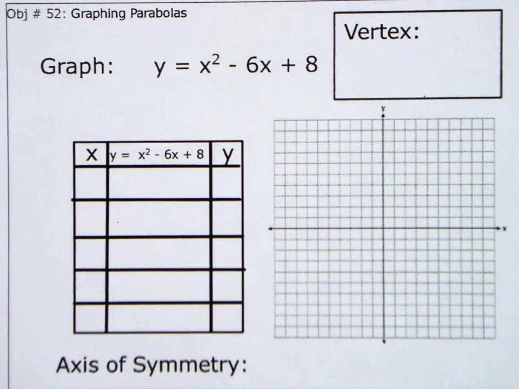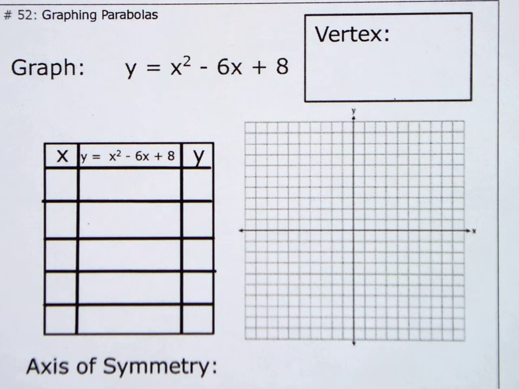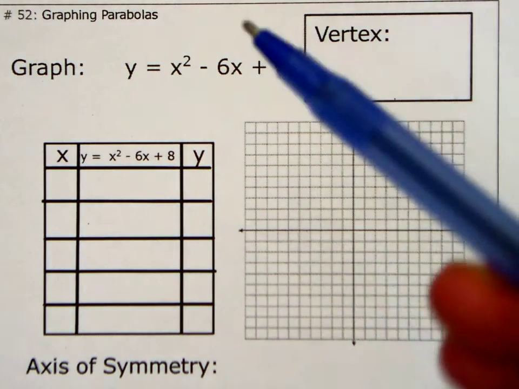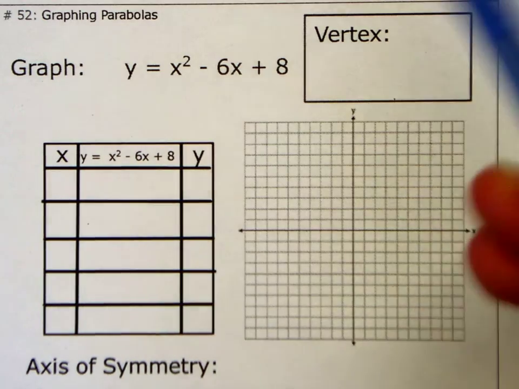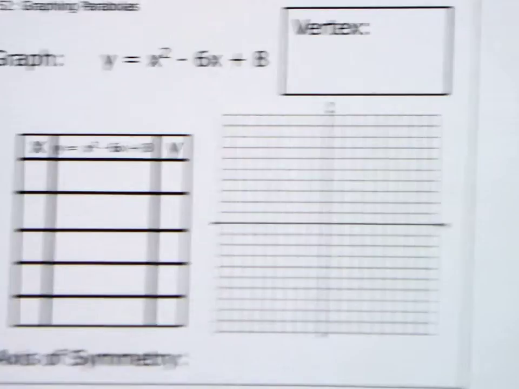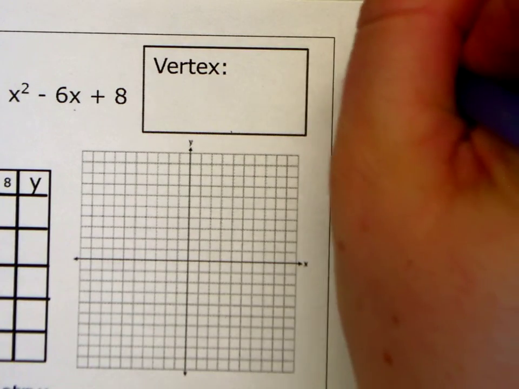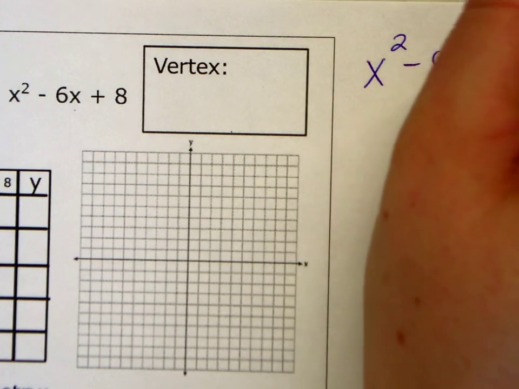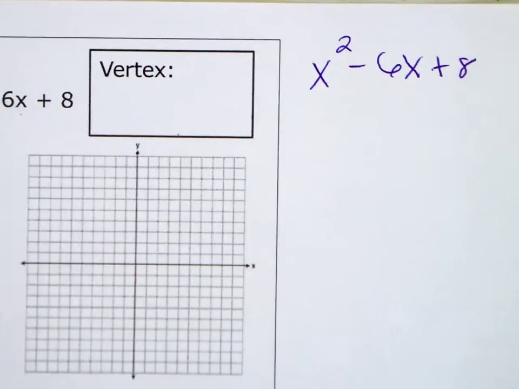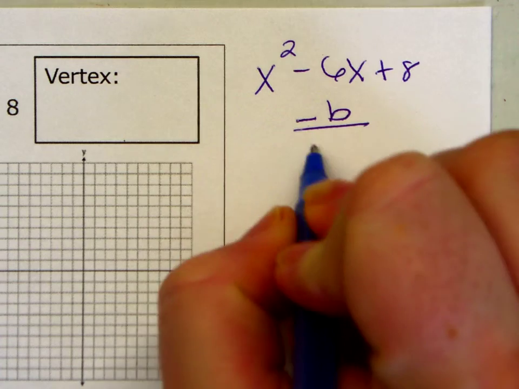All right, so let's get to work. Now we're going to graph. First we need to find the vertex. Before, I gave you the x value, so now we need to figure out the vertex ourselves. I'm going to come over to the side. We have x squared minus 6x plus 8. The formula to find the vertex is negative b over 2a.